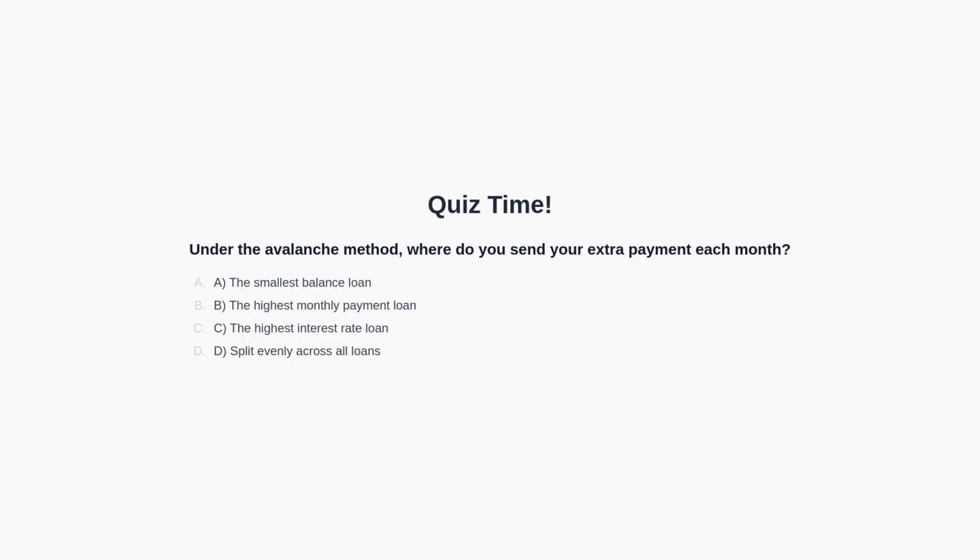Here is your second quiz. The question is, under the Avalanche method, where do you send your extra payment each month? Option A is the smallest balance loan. Option B is the highest monthly payment loan. Option C is the highest interest rate loan. Option D is to split evenly across all loans. You may pause the video now to think about the answer. We will discuss the answer in the next section of the video.